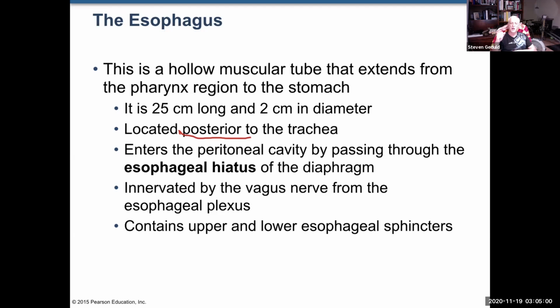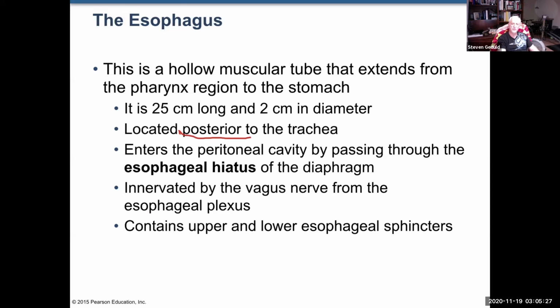So when the upper esophageal sphincter opens, food can come in. It fills the esophagus. When the lower esophageal sphincter opens, food goes out into the stomach. So food passes from the pharynx to the esophagus through the upper esophageal sphincter. Food passes from the esophagus to the stomach through the lower esophageal sphincter. Make sense?